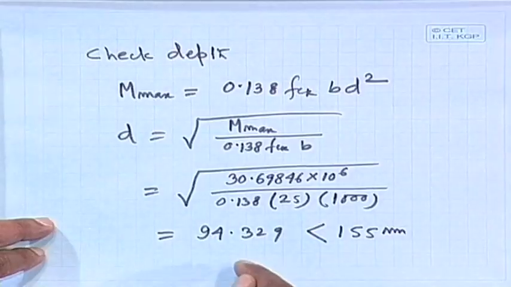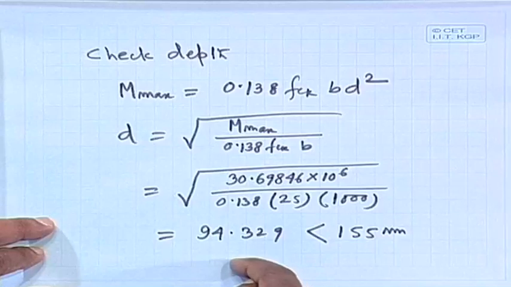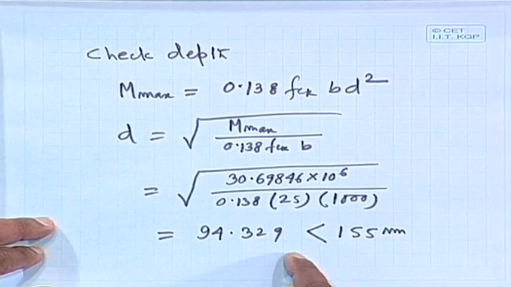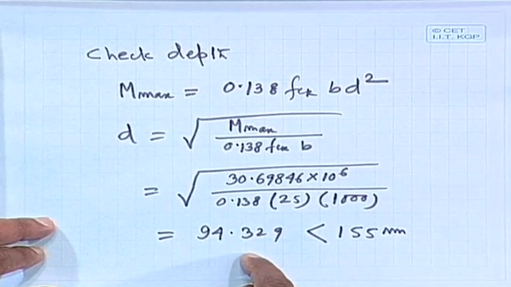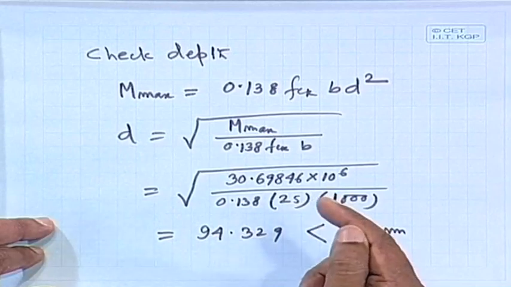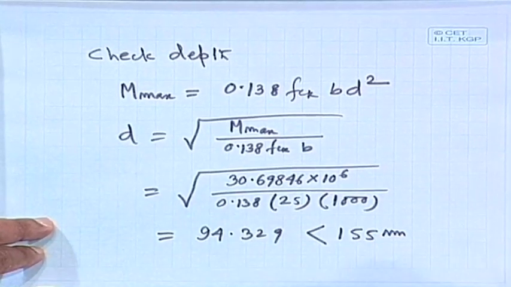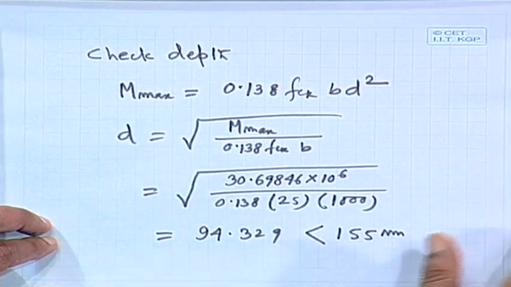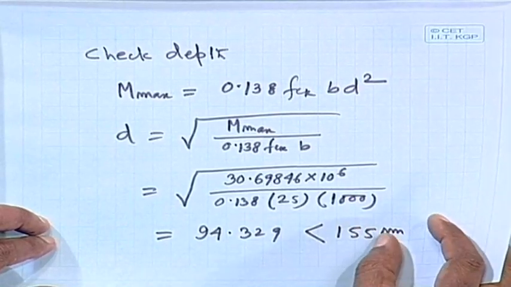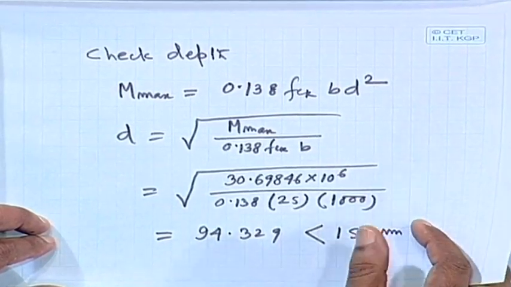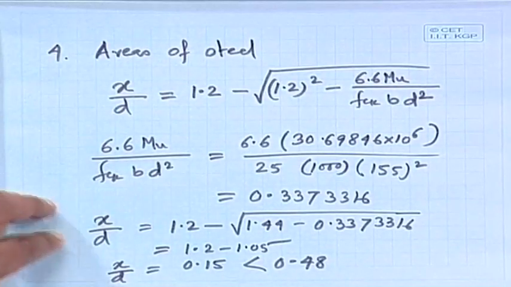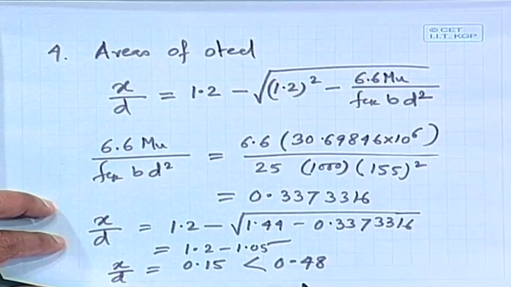We could do it the other way also: from d here itself we can provide our new overall depth, say 94 plus 5, which is 100, plus 15, so 115. Maybe we can provide 120 millimeter or 125 millimeter overall depth. But since we have already provided 155 millimeter effective depth, on the basis of that let us continue the calculation. Here we have to check whether x by d is within the limit or not. Now, let us find out the lever arm.